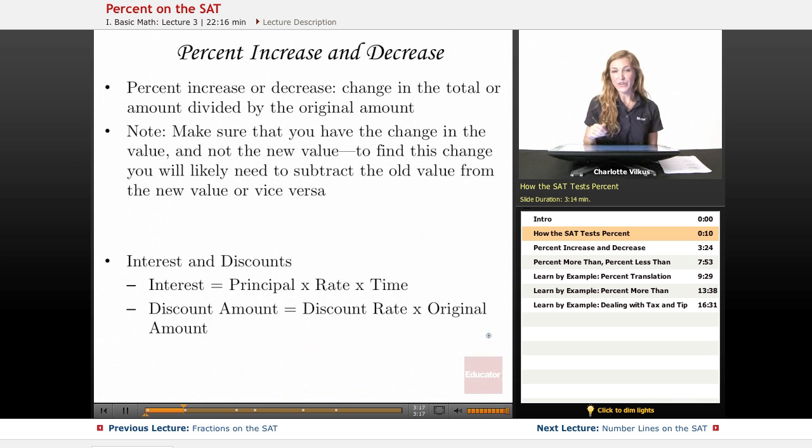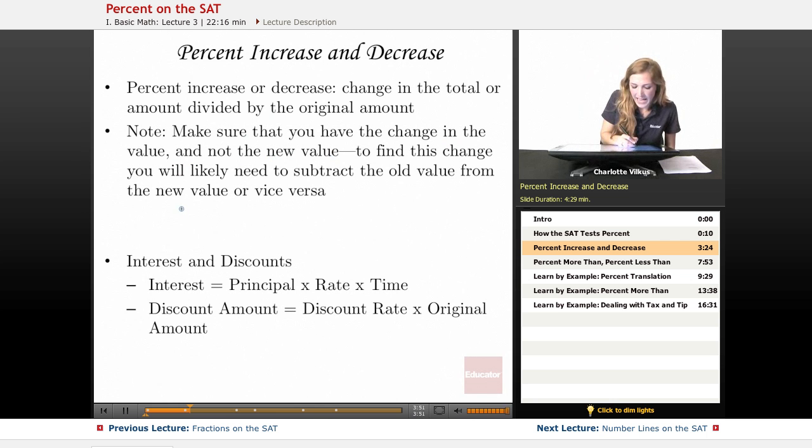The other thing that we want to look at before we start going into practice problems is some other ways that percent comes up. We also see percent in percent increase or decrease problems. When we're talking about a percent increase or a percent decrease, we're talking about the change in the total, or the amount, divided by the original amount. So what we want to make sure with these problems is that we have the change in value and not the new value.